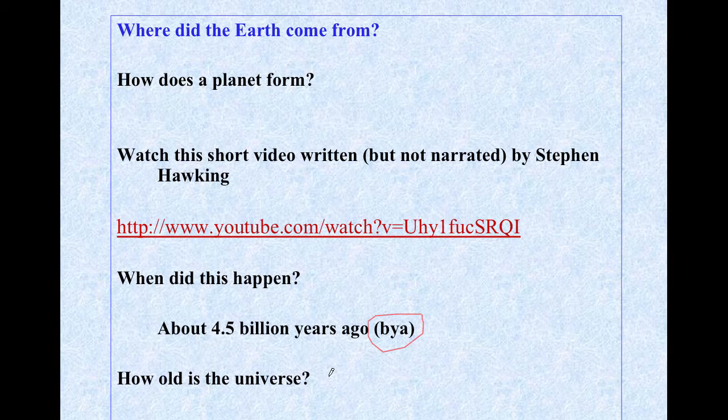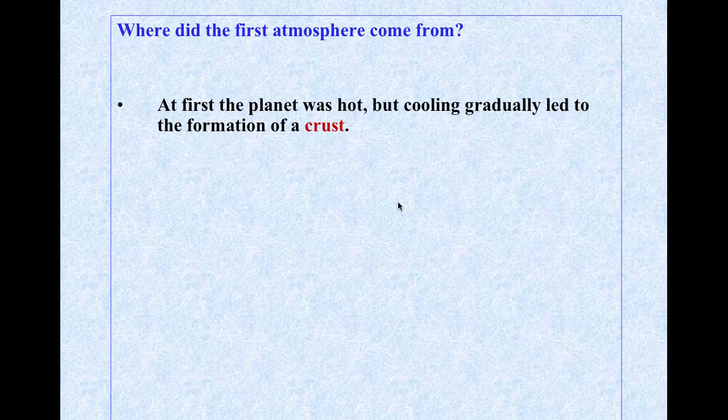And how does that relate to the universe? The universe is about 13.8 billion years old. So the universe was around for quite some time before the sun and its planets formed. Alright, so now we know where the solid planet came from. What about the atmosphere itself?